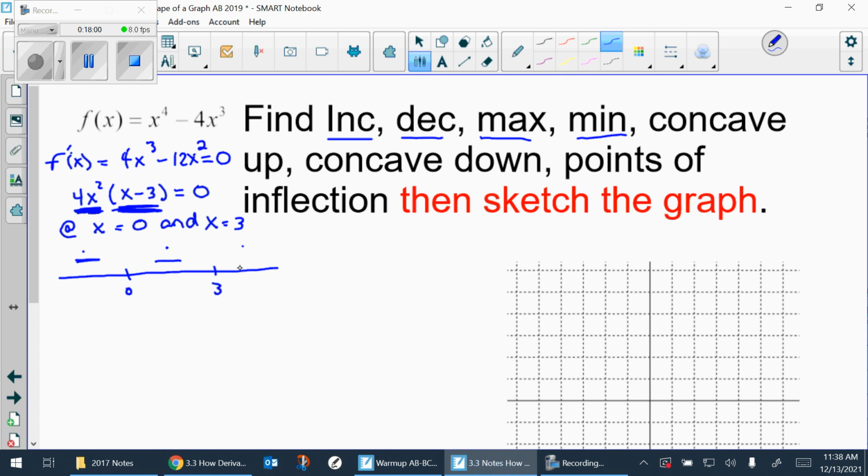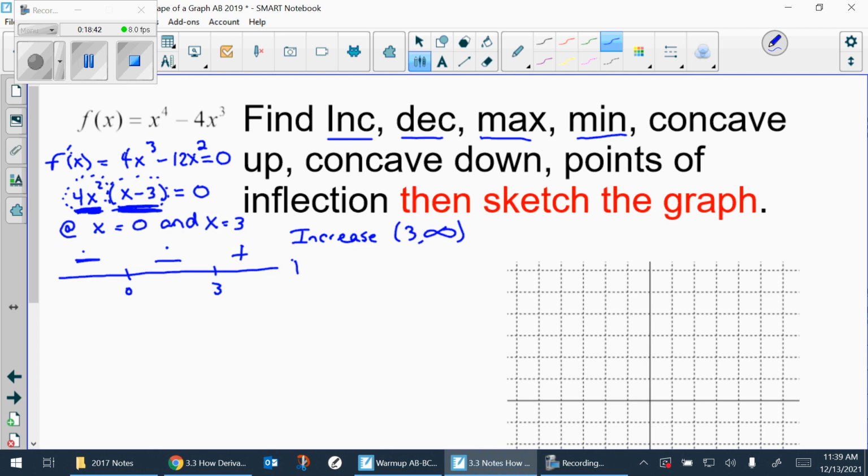And what about at something bigger than 3, something like 4? Well, it looks like this will be positive, and this will be positive. And so finally, my first derivative will be positive. So I want to know the intervals of increase. I think we are increasing wherever the first derivative is positive. I think that starts at 3. It goes all the way to infinity.